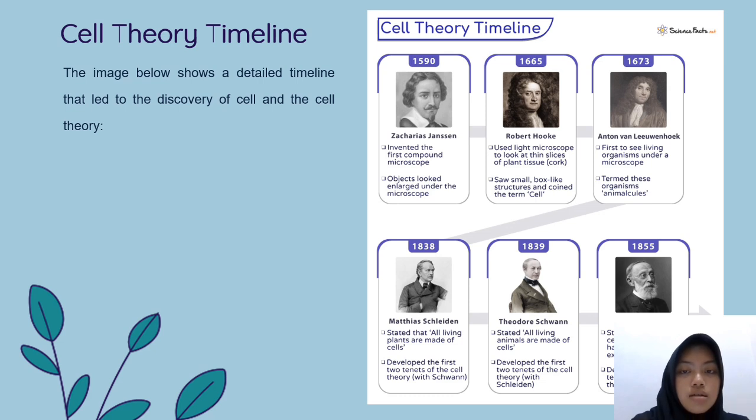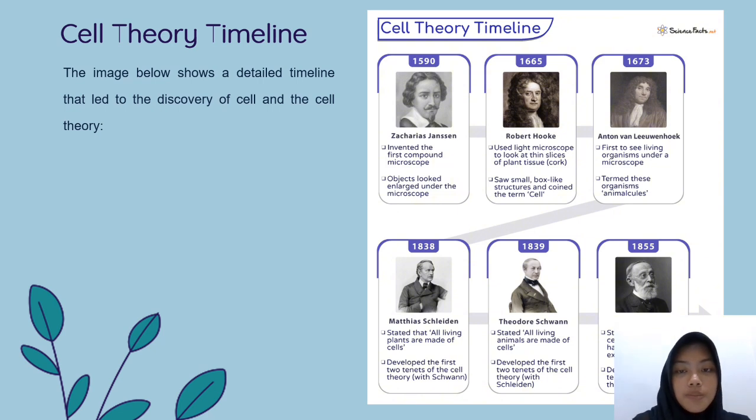And then the next, in 1665, an English scientist, Robert Hooke, observed a thin slice of cork under a microscope and published his observations in the book Micrographia. He noticed small box-like structures resembling the cells of a monastery and termed them cells. However, Hooke's observations were limited to dead plant material and he could not fully comprehend the significance of what he had seen.